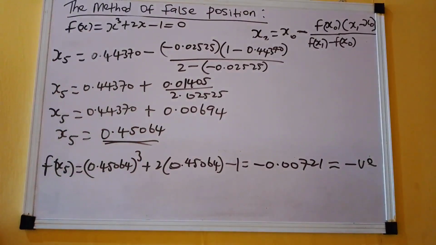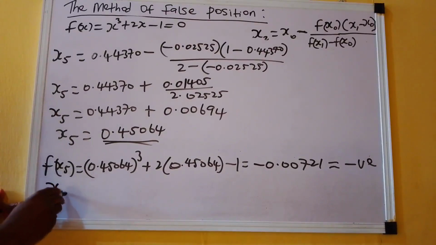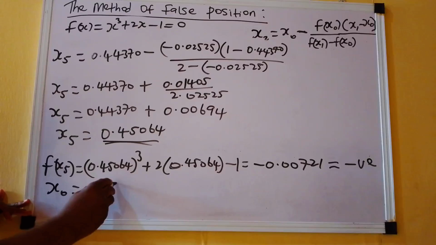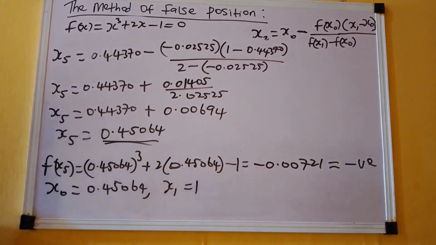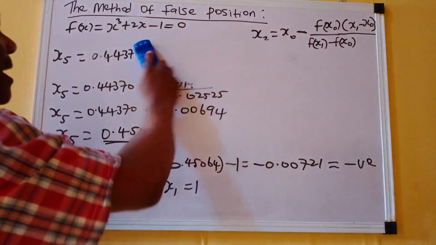So again, anytime we have a negative sign, x0 is replaced. Anytime we have a positive sign, x1 is replaced. But since it's a negative sign that we have, we are going to replace our x0 with x5. So our x0 will be equal to 0.45064, while our x1 will remain 1. You see it? Our x1 will now remain 1. So we'll now go ahead to calculate our x6.